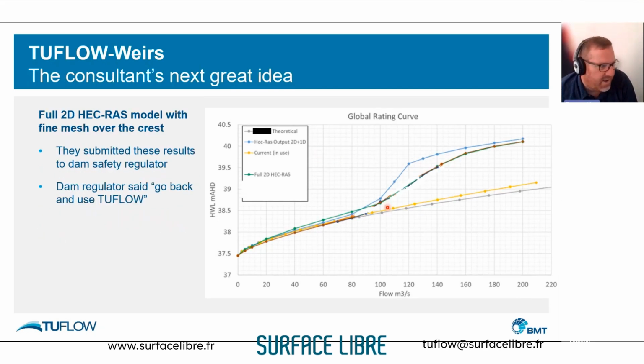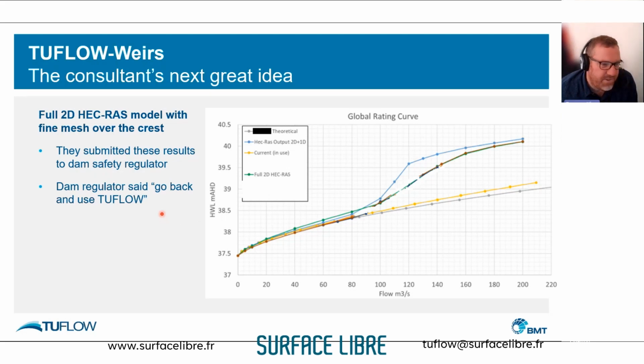So they went away, and this time they produced a full 2D HEC-RAS model with a very fine mesh over the crest. That gave a completely different set of results. So, we have the theoretical and the current rating curve. They had the 1D, 2D rating curve. They modeled it in 2D and ended up with a completely different rating curve. So, which one do we use? There's no consistency there across the values.